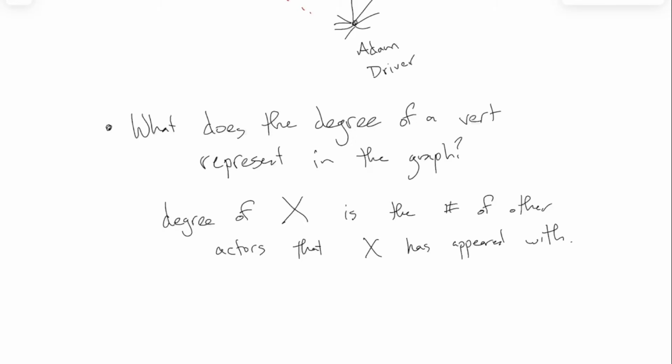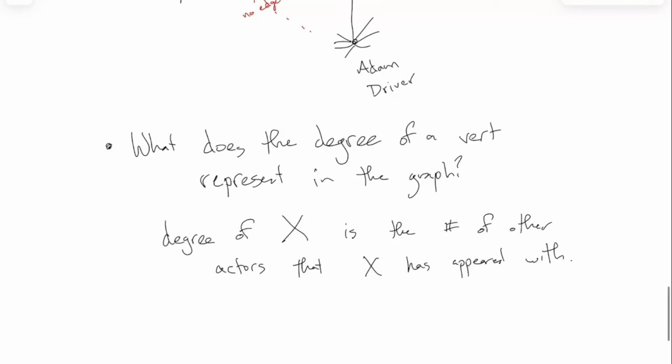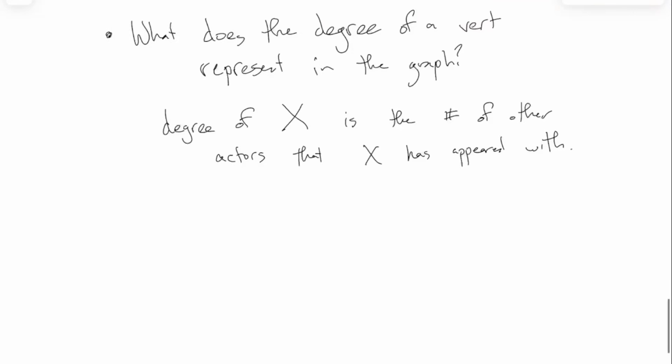You may have been tempted to say it's the number of movies they've been in, but that's not the case. The way this graph goes, the edges represent that these two people have been in a movie together, but it's not exactly the same as how many movies these people have been in, right? Great, that's what the degree of a vertex represents. Here's another question I could ask: how about who has higher degree?